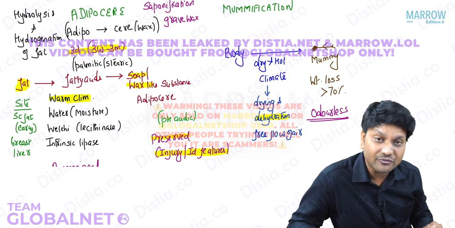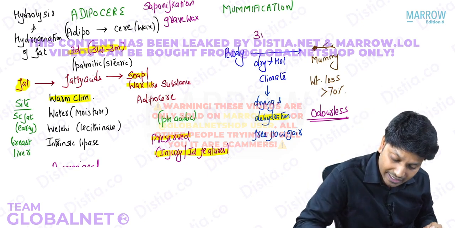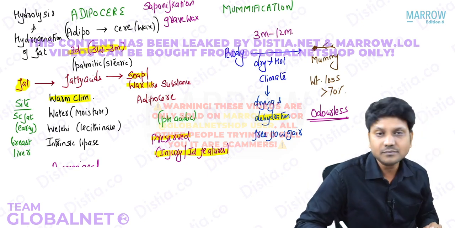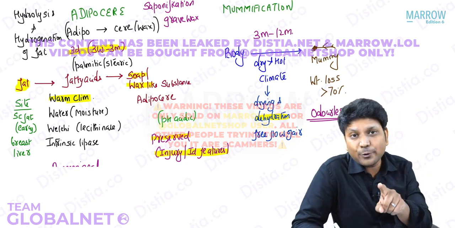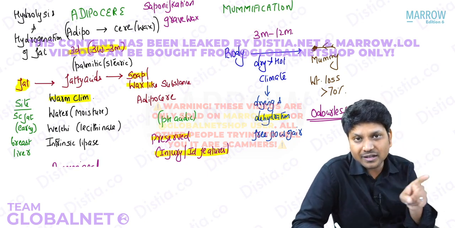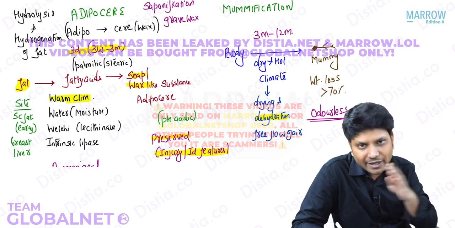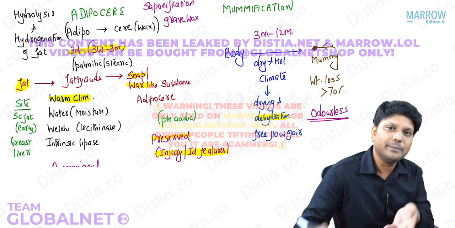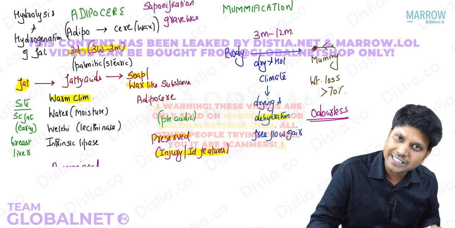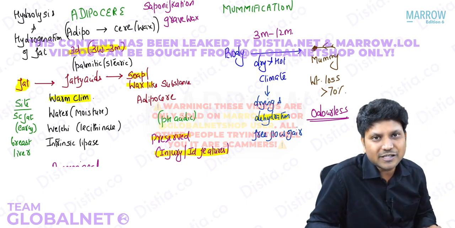What is the time taken for this? Do remember, it is 3 months to 12 months. How to remember? For adipocere I told you 3 days, 3 weeks, 3 months. You continue from that, and 3 months to 12 months will be your mummification. That is another easy way to remember.